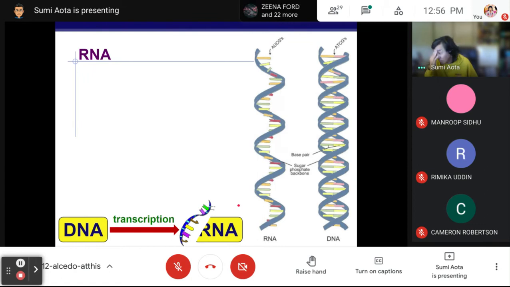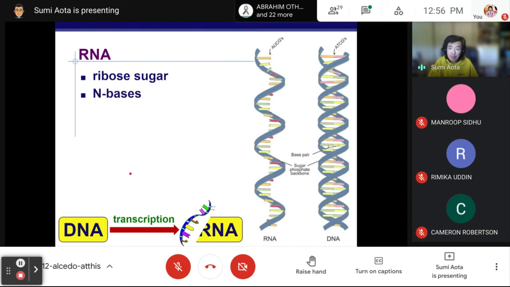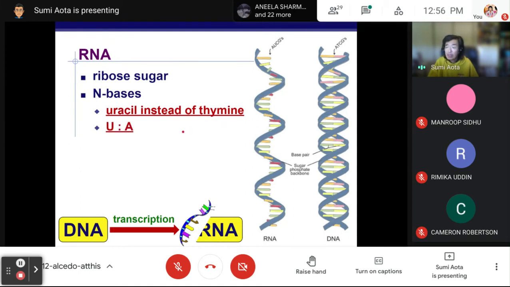So if we look at DNA versus RNA, the big difference is the sugar. RNA uses the ribose sugar, DNA uses deoxyribose. The nitrogen bases are different. RNA uses uracil instead of thymine. So the pairing is U to A and G to C. That's one key point.